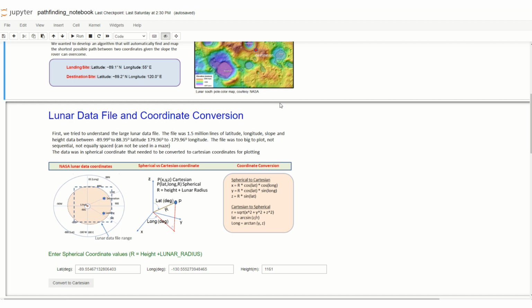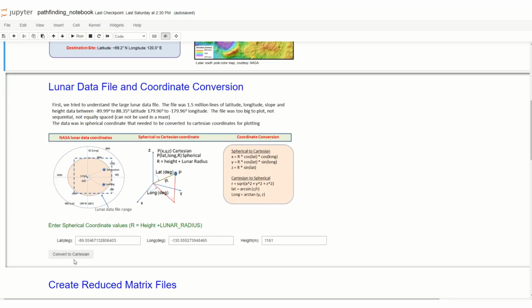So we first tried to understand the large lunar data file, which was 1.5 million lines of latitude, longitude, slope, and height data between a specific range. The problem was that the file was too big to plot, it wasn't sequential, and it wasn't equally spaced. And here is an example of us converting from spherical to Cartesian coordinates. And here are the values.